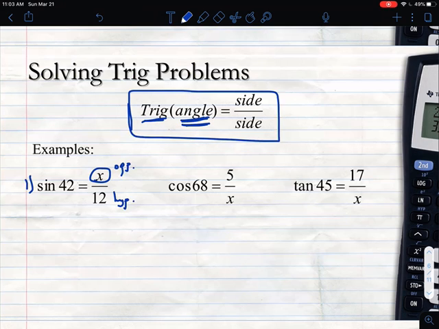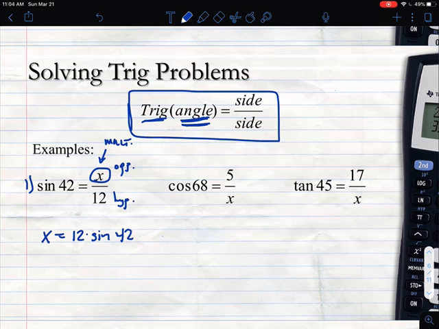Now, as far as solving goes, there's only going to be two operations we have to worry about right now. Either we're going to multiply by my sine, cosine, or tangent, or we're going to divide by my sine, cosine, or tangent. And so anytime x is on top, or the missing piece is on top, we are going to multiply. So what I mean by that is I'm going to set up the equation for x. I'm going to multiply the 12 over to the other side. So x is going to be equal to 12 times sine of 42.